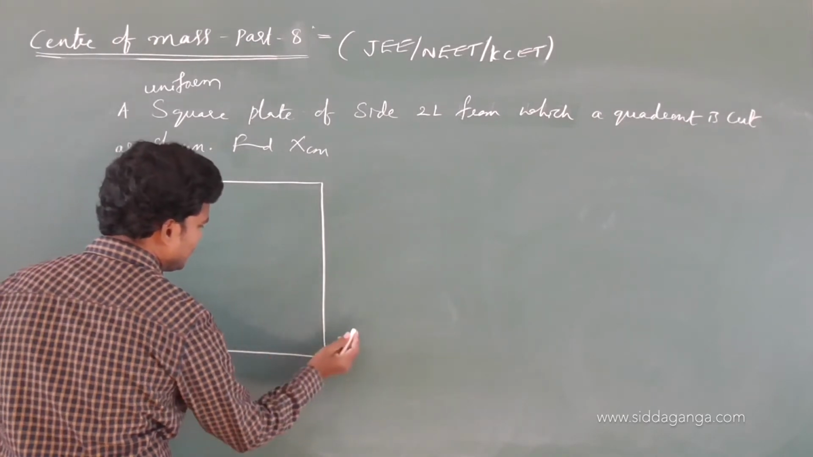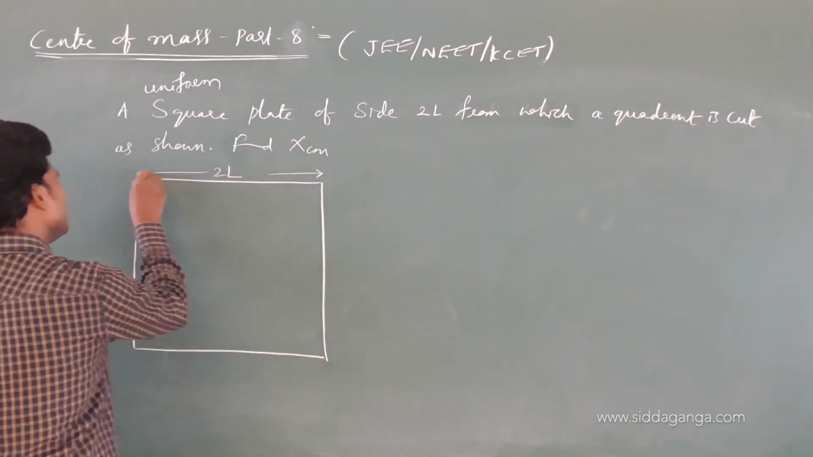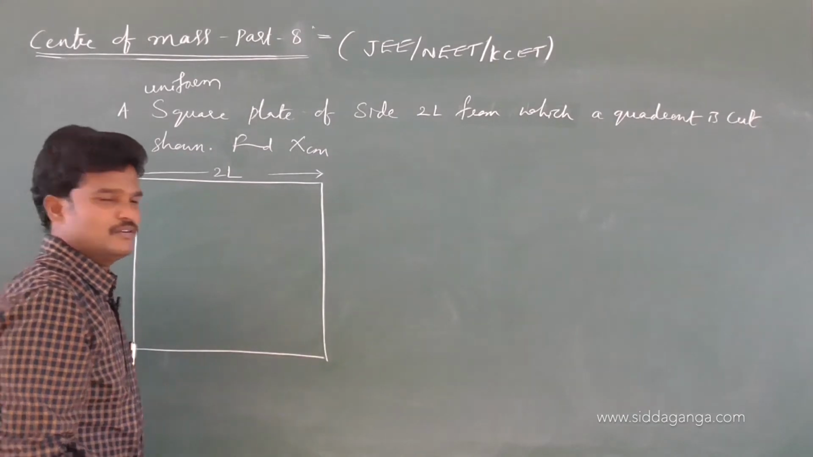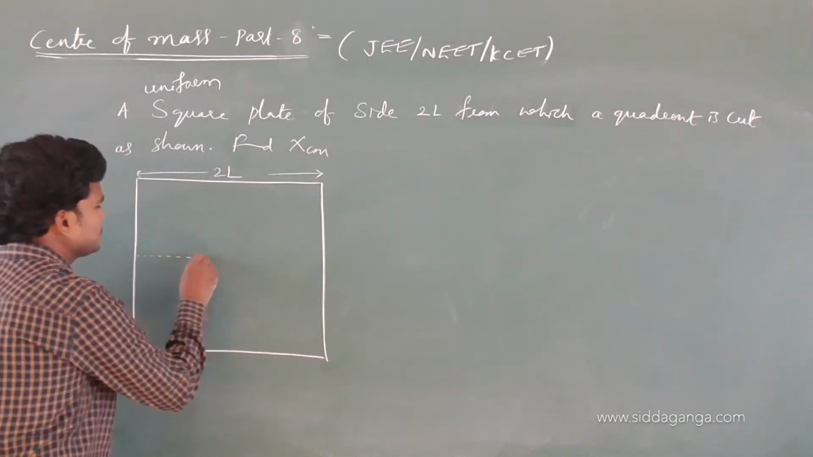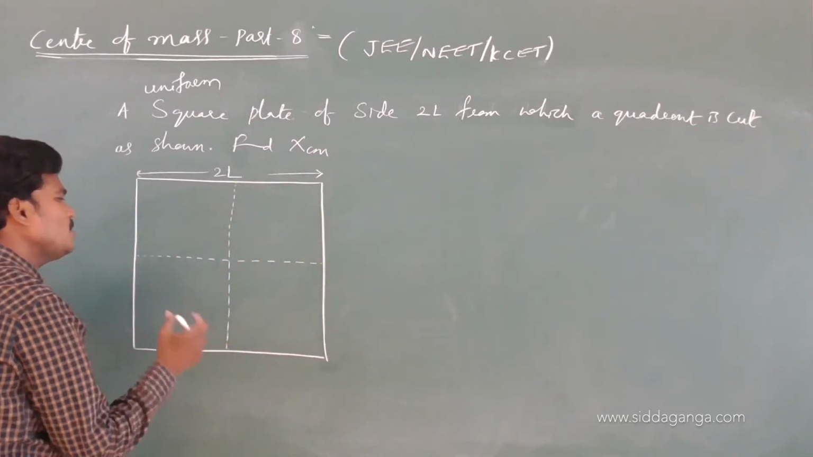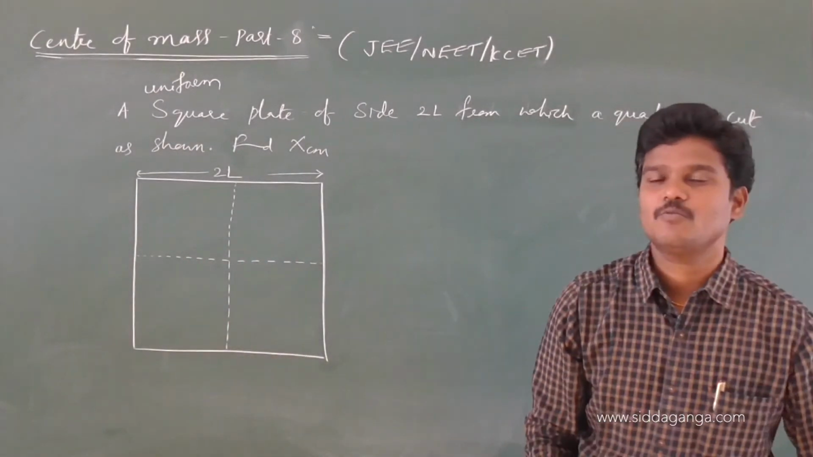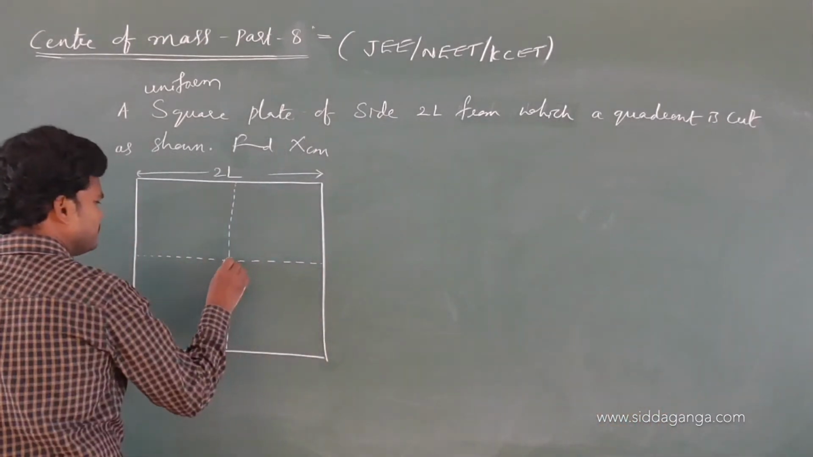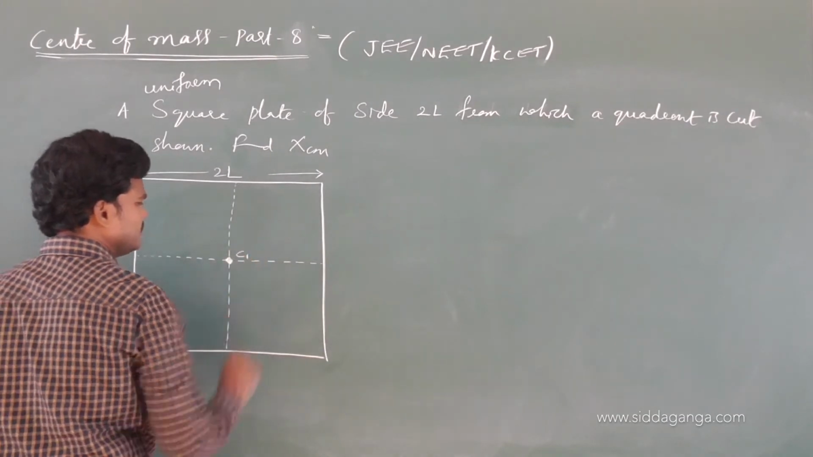See, this is the square plate whose side is mentioned as 2L. They may give 2L, they may give L. From a square plate, they may cut a circle, they may cut anywhere. So this is the square plate divided into 4 quadrants. From this, one quadrant portion is cut. Initially, the center of mass of this square plate is here. So this is the initial center of mass. Let me call it C1.